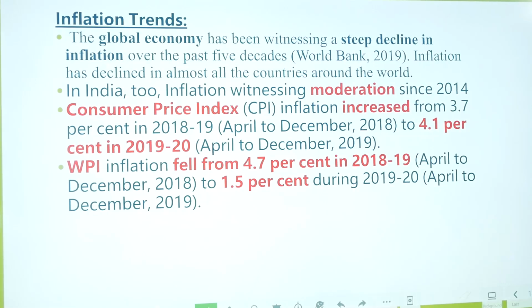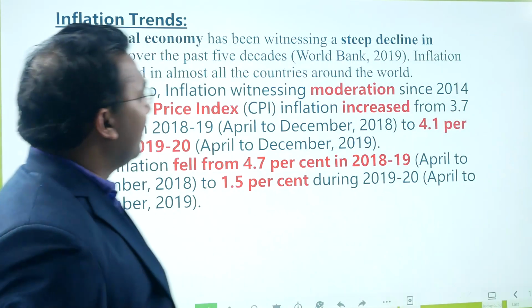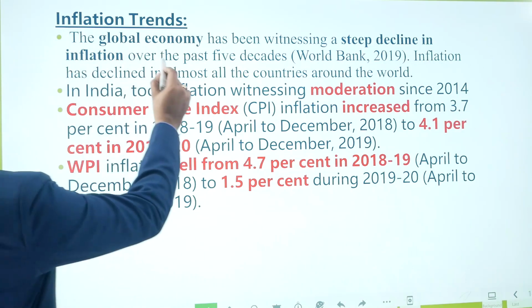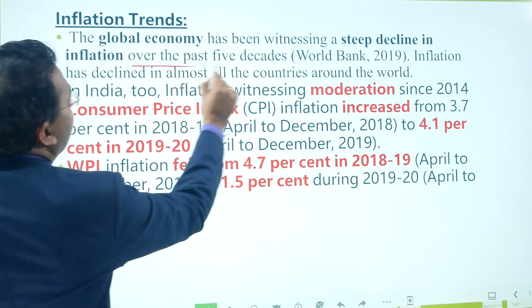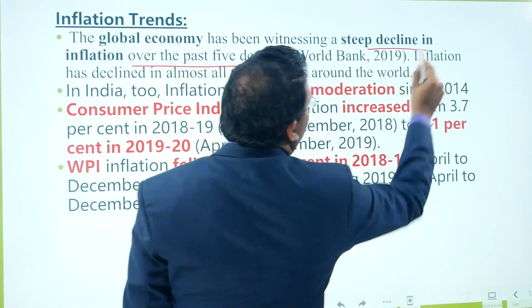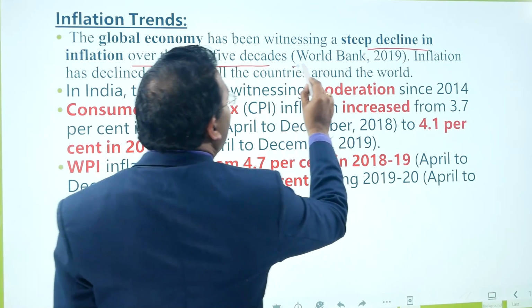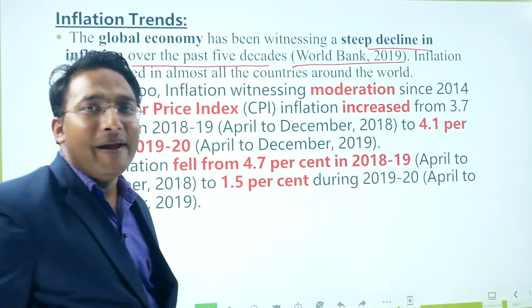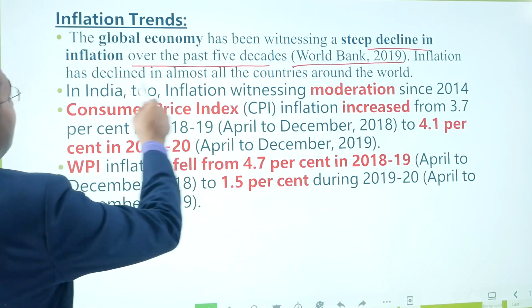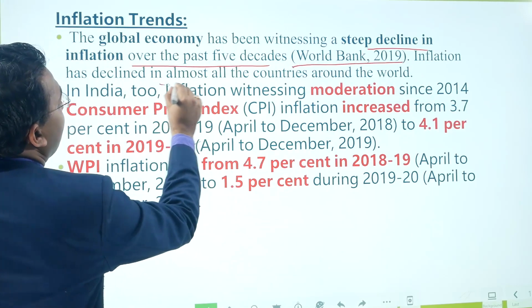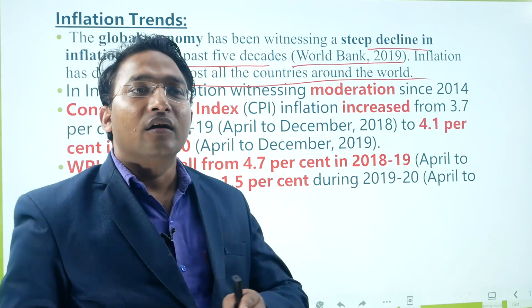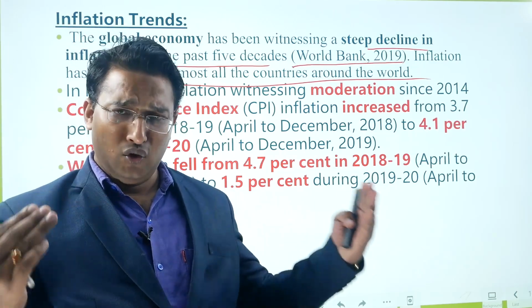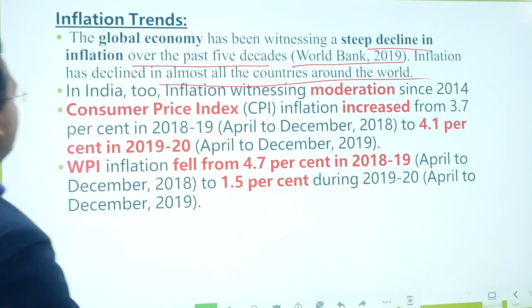Now, this is the observation given by the economic survey. The global economy has been witnessing a steep decline in inflation over the past 5 decades, right? So there is a decline, and this statement is based upon the observation done by the World Bank in 2019. Inflation has declined in almost all the countries around the world. So decline in inflation is an observable phenomenon across the borders.